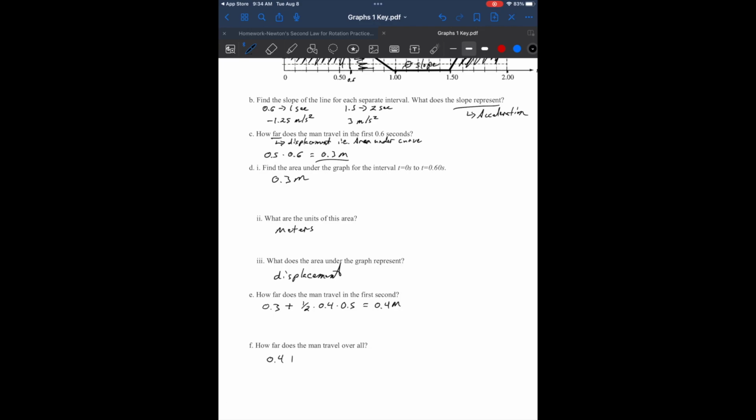How far does the man travel overall? Well, we've already calculated up to 1 second, and we know he's not moving from 1 to 1.5, so now we just add in that triangle on the far right from 1.5 to 2. So we've got our 0.4 plus 1/2 times 0.5 times 1.5, because the triangle is 1/2 the base times the height. And then, of course, we're adding in the 0.4 that we calculated for the first second, and we should get 0.775 meters.